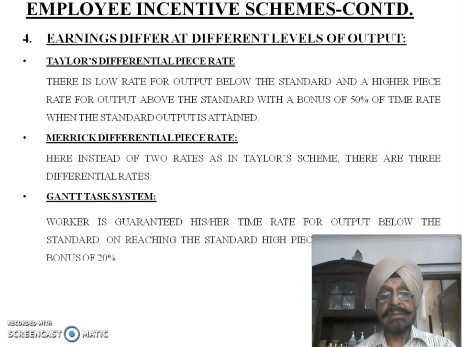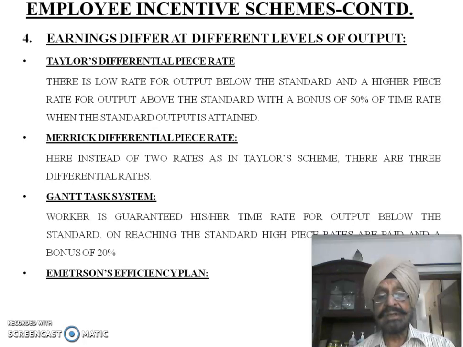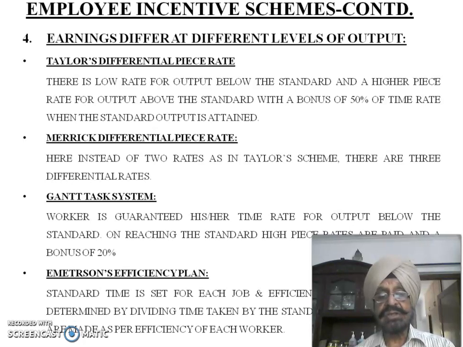Then the Gantt system: the worker is guaranteed his or her time rate for output below the standard rate. On reaching the standard and higher piece rate, he is paid more. So even if you produce lower, you will be getting that, but if you produce more, you will be getting more. The last one is the Emerson efficiency rate.